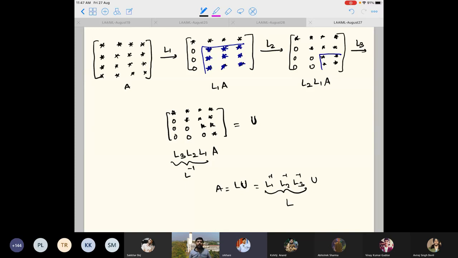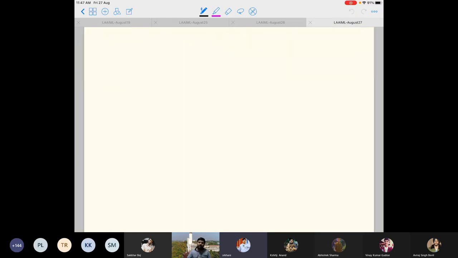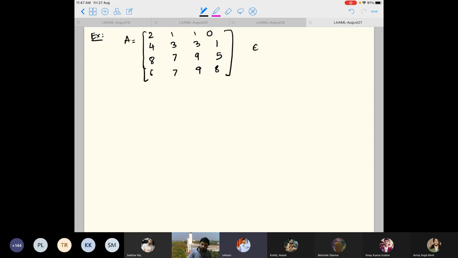Now that the idea is clear of what I am really going to do, let us take a 4x4 matrix example itself. Before writing down the algorithm or telling the procedure, let us work with a 4x4 matrix. So I have this matrix: 2 1 1 0, then 4 3 3 1, 8 7 9 5, and 6 7 9 8. This is the matrix A, which is 4x4.